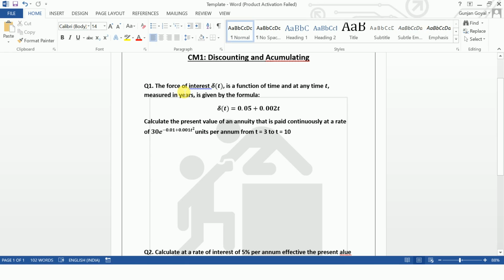As delta t is a function of time, and at any time t measured in years is given by the formula delta t equal to 0.05 plus 0.002 t. Calculate the present value of an annuity that is paid continuously at a rate of 30 e to the power minus 0.01 plus 0.001 t square units per annum from t equal to 3 to t equal to 10. Okay, so first we calculate the present value at time 3 and then we calculate present value at time 0.